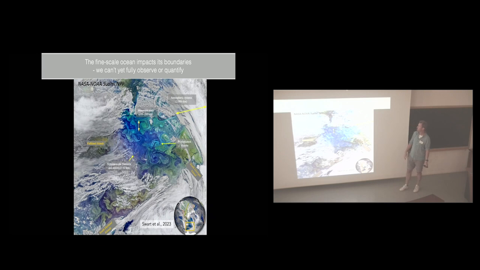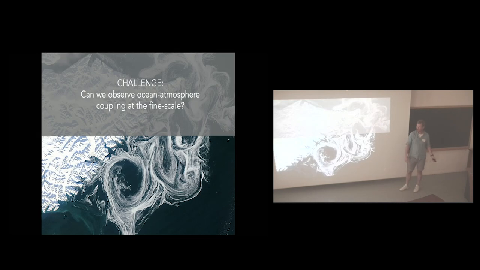And one of the major challenges within this sort of scale is how the ocean and the atmosphere couple at the fine scale. How do these submesoscale features and filaments, which are very intense and have very strong SST gradients, impact the atmosphere and air-sea fluxes of heat and carbon, for example?